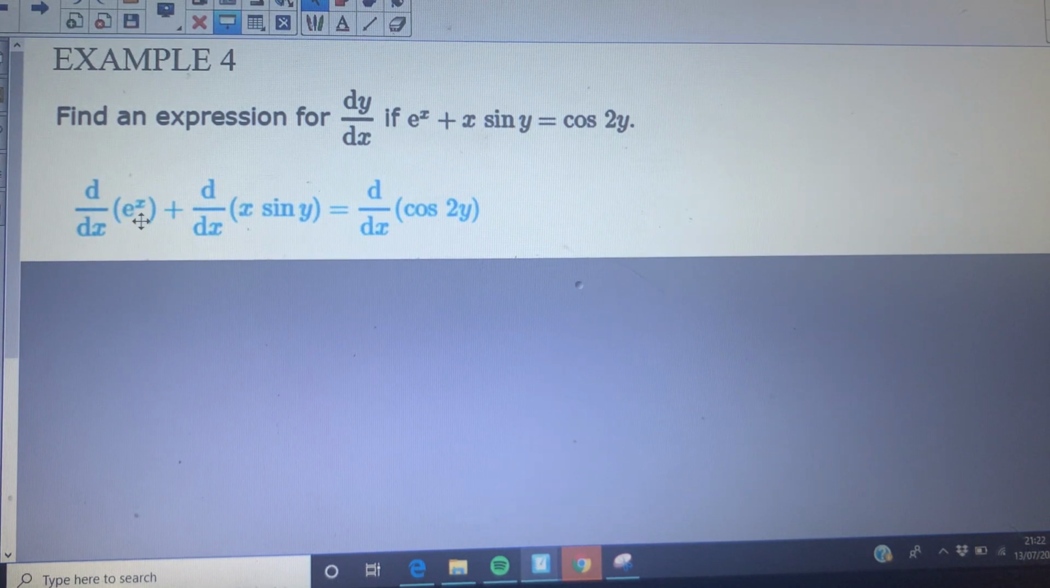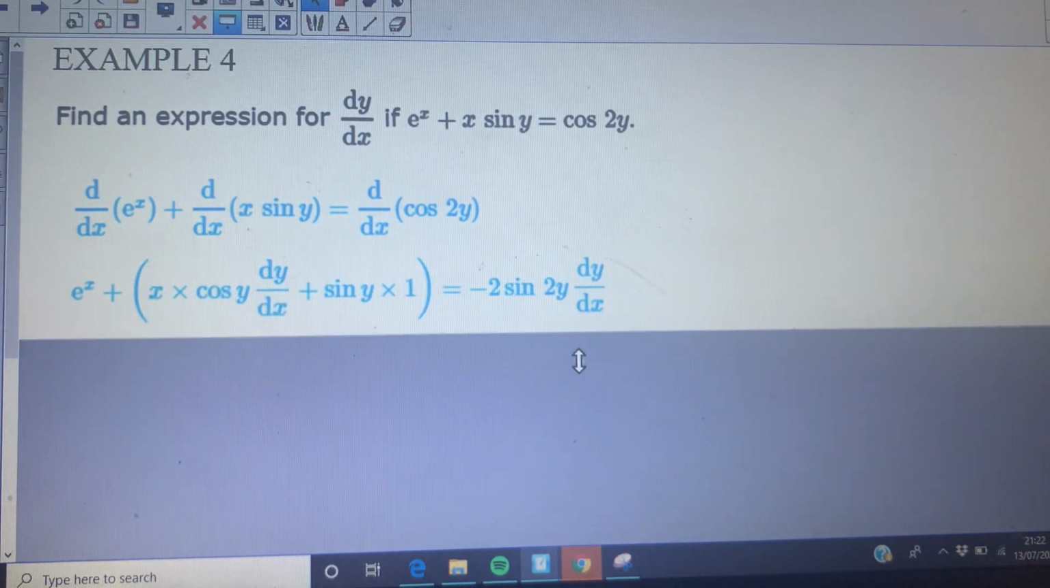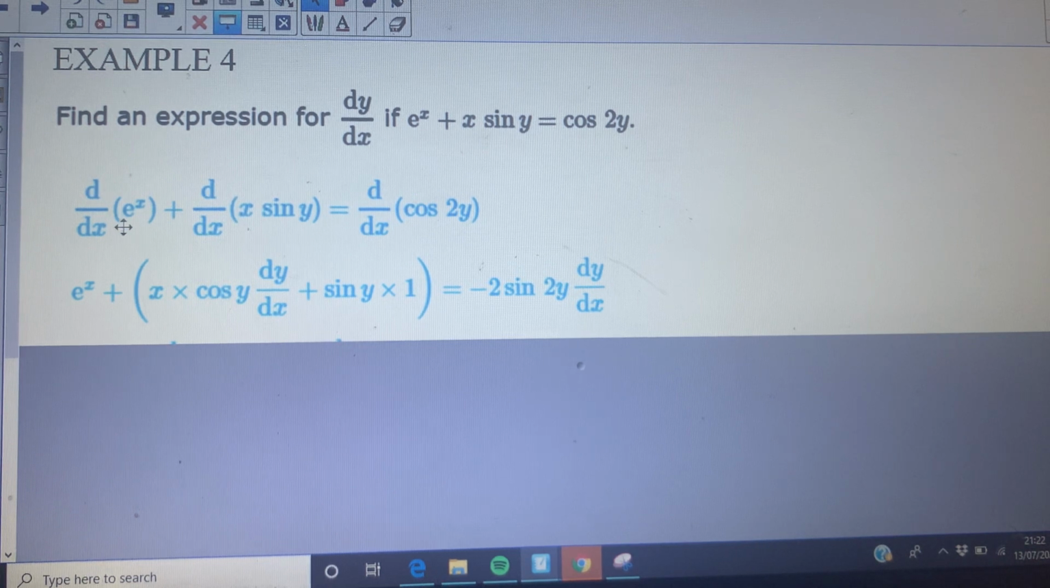So if we differentiate e to the x with respect to x, what they've done here is split it up separately, so you're differentiating them all with respect to x. Right, let's talk about it. If we differentiate e to the x with respect to x, we get e to the x. We're now going to differentiate this product. So this we've let equal u, and this we've let equal v.